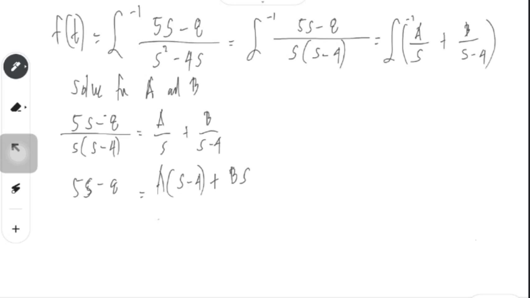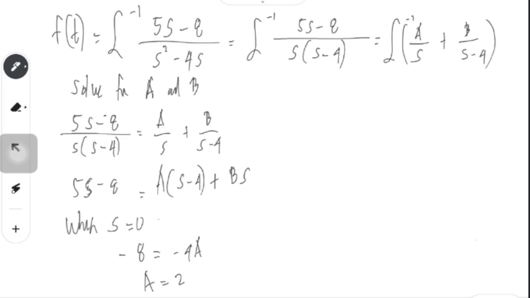By trial and error, when s is equal to 0, on the left side, negative 8. While on the right side, with s equal to 0, 0 na yung b. So, ito yung magiging negative 4a. So, kuha yung a to be positive 2. Using the same equation, dapat mag-0 naman yung a, makuha natin yung b.